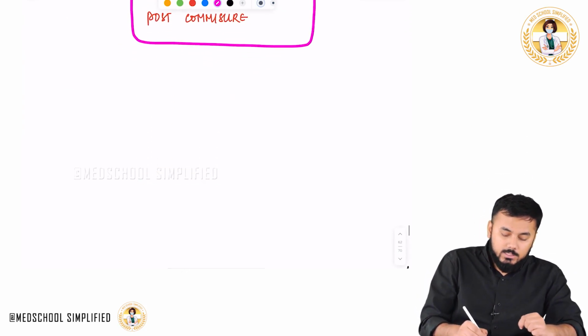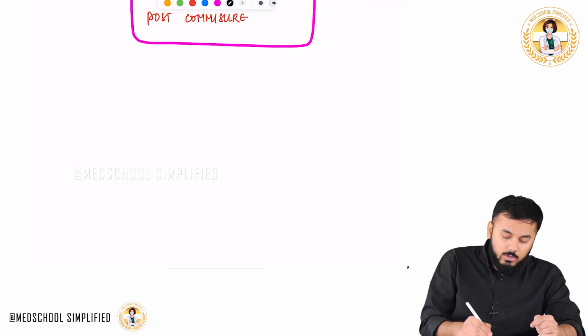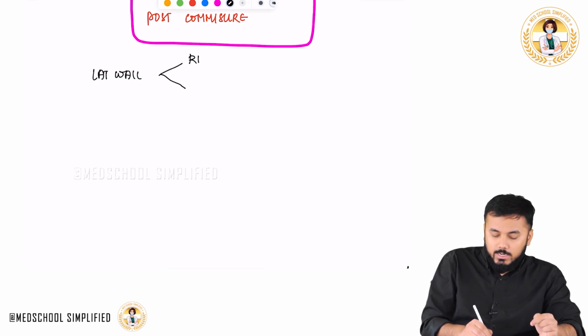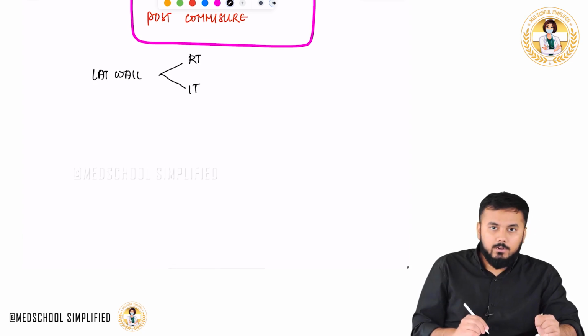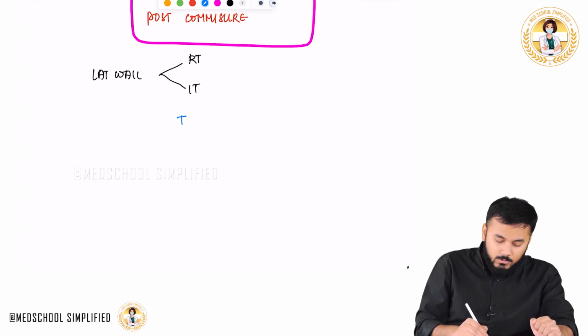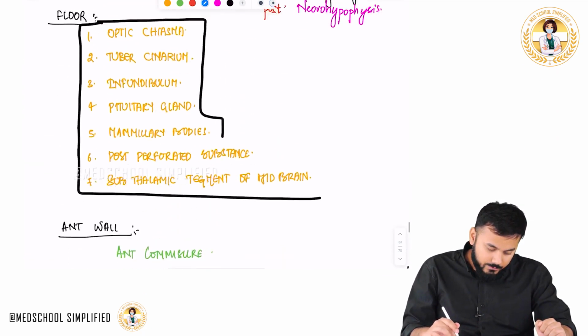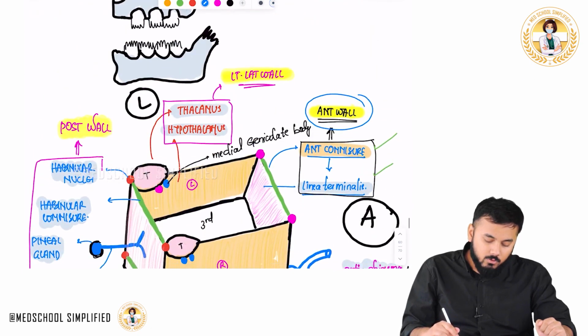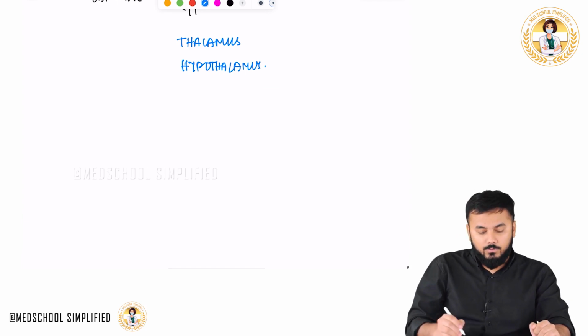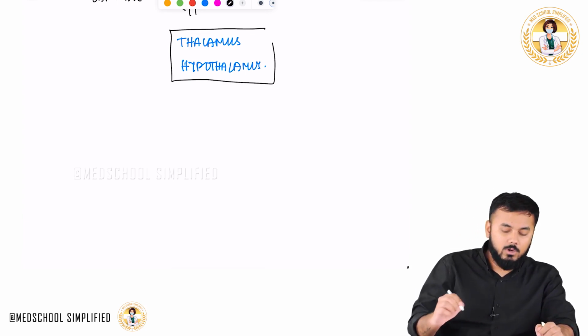Next we will discuss the structures that form the lateral wall. We have got two lateral walls, the right lateral wall and the left lateral wall. Both of them share the same structures. I think we have discussed the lateral wall, or we haven't discussed it? No, we haven't. The lateral wall has the thalamus as well as the hypothalamus. We have got the thalamus and we have got the hypothalamus. So two important things: one is your thalamus and the other is your hypothalamus.